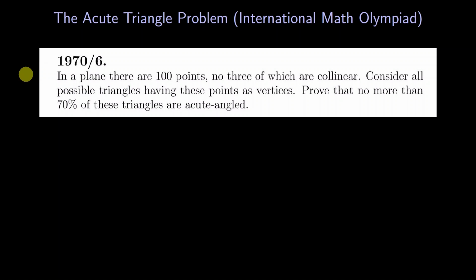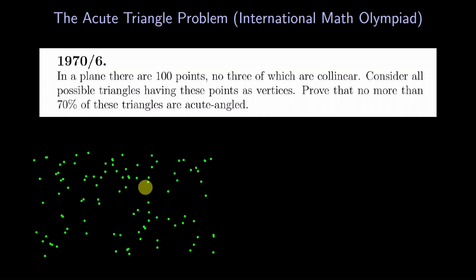Here is a geometry problem from the International Math Olympiad. We have a bunch of points in the plane, like you see here. We consider all possible triangles on these points. Our goal is to show that at most 70% of these triangles are acute.